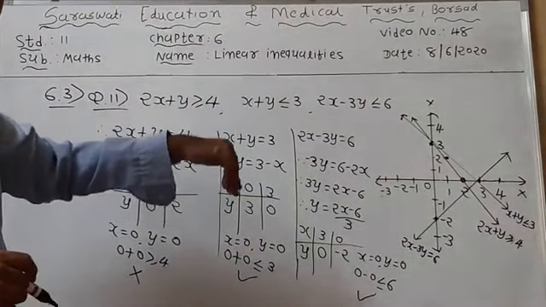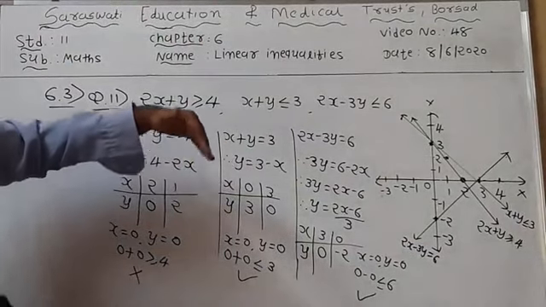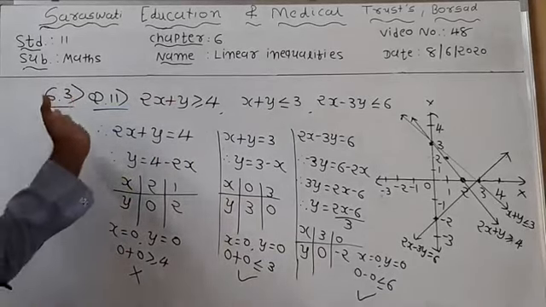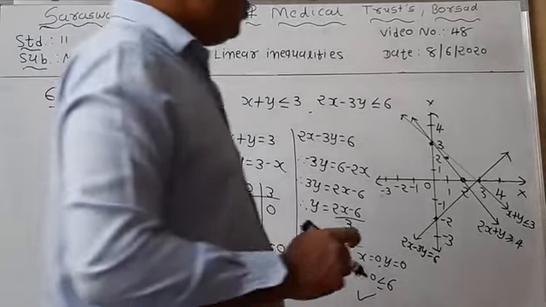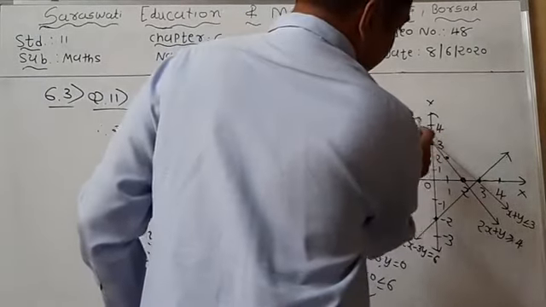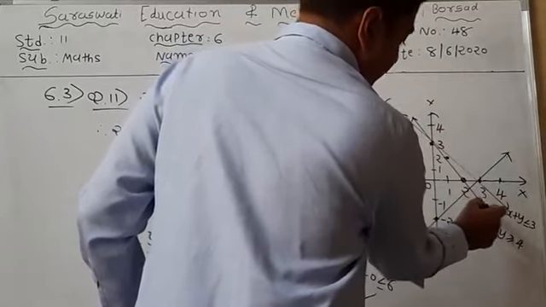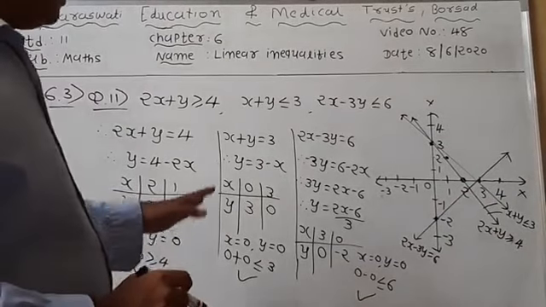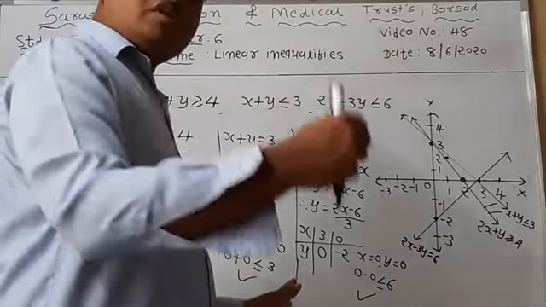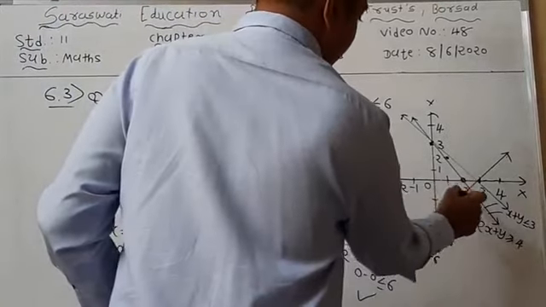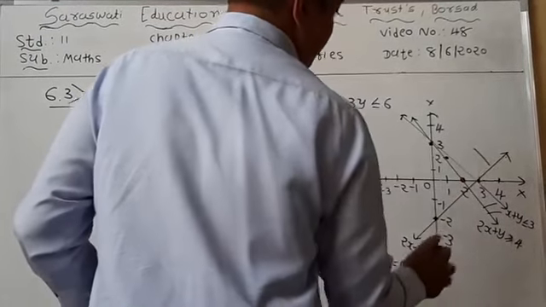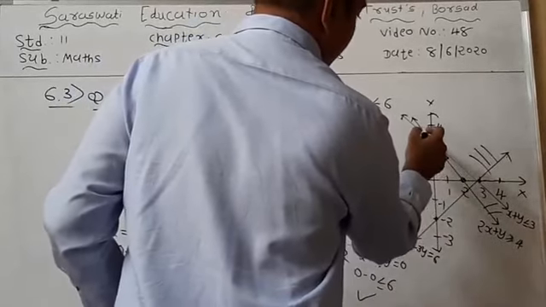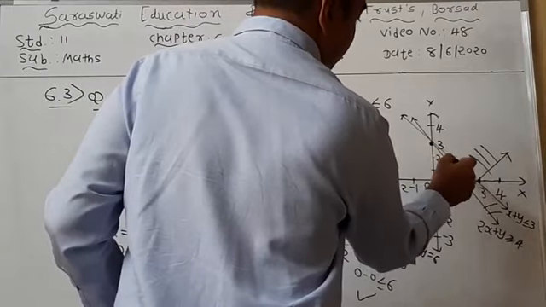So here, two lines have the shaded part on the origin side, and one line has the shaded part on the opposite side of the origin. In the first equation, that means this line, the shaded part is on the opposite side, that means this side. In the second equation the shaded portion is on the origin side, so for this line the shaded portion is on the origin side, like this side, and in the third line also the shaded portion is on the origin side, that means this side.